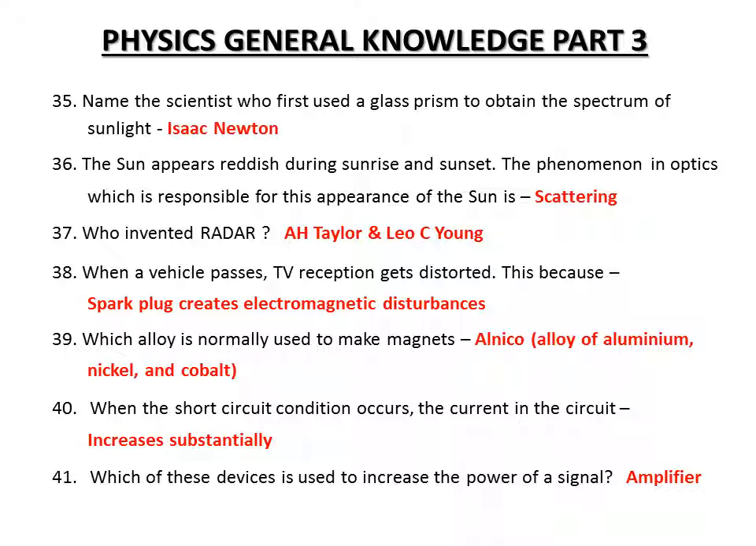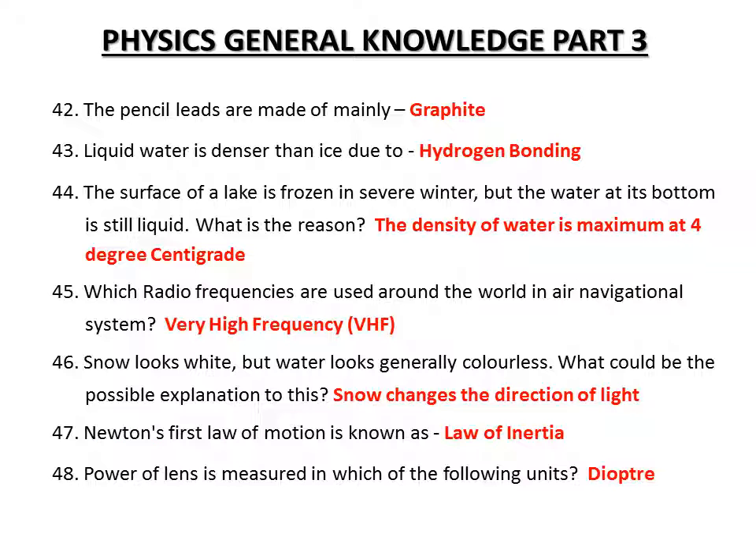Which alloy is normally used to make magnets? Alnico, alloy of aluminium, nickel, and cobalt. When the short circuit condition occurs, the current in the circuit increases substantially. Which of these devices is used to increase the power of a signal? Amplifier. The pencil leads are made of mainly graphite.